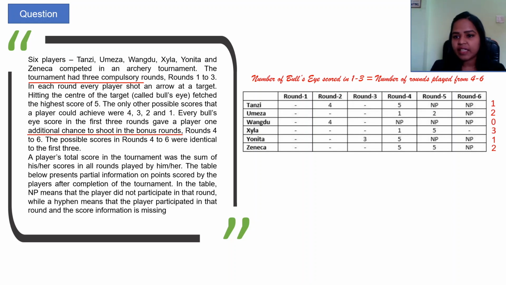Also, one more thing which we can directly get from this question is that the number of bullseyes scored from round 1 to 3 is equal to the number of rounds played from 4 to 6. So in case of T, it is 1. In case of U, it played 4 and 5 as well, so there are 2 bullseyes scored in round 1 to round 3. Similarly, W scored 0 bullseyes because it did not play in 4, 5 and 6. X has 3 bullseyes in rounds 1, 2 and 3, so clearly X scored 5, 5 and 5. Y has 1 bullseye, Z has 2 bullseyes. So now let's move forward.